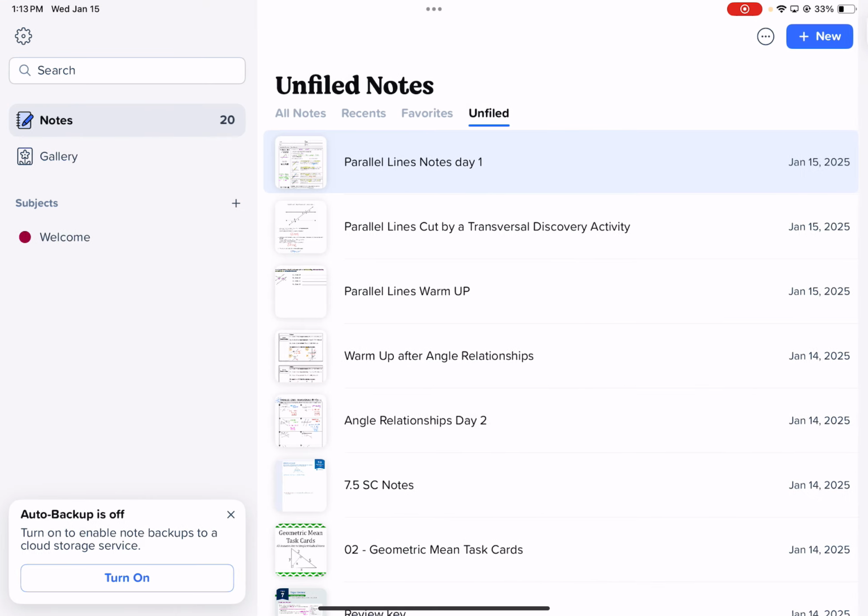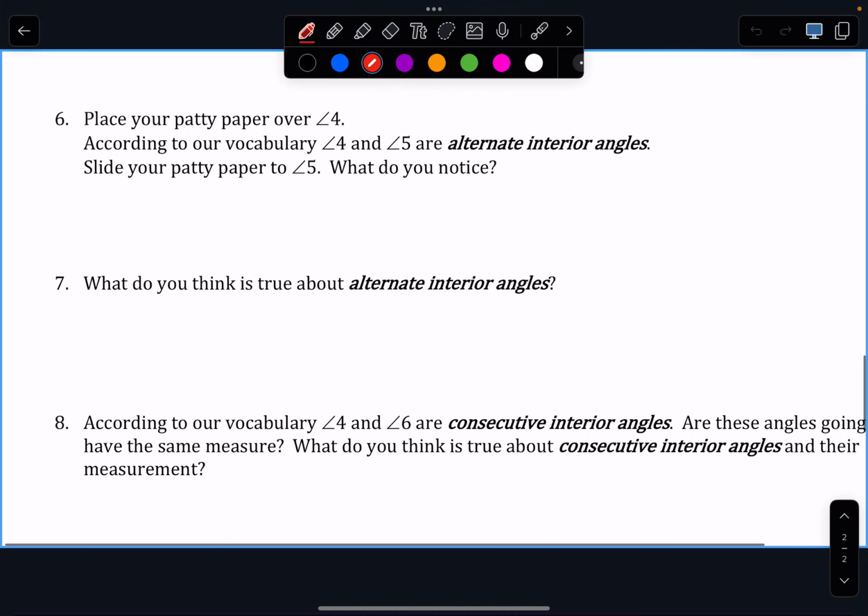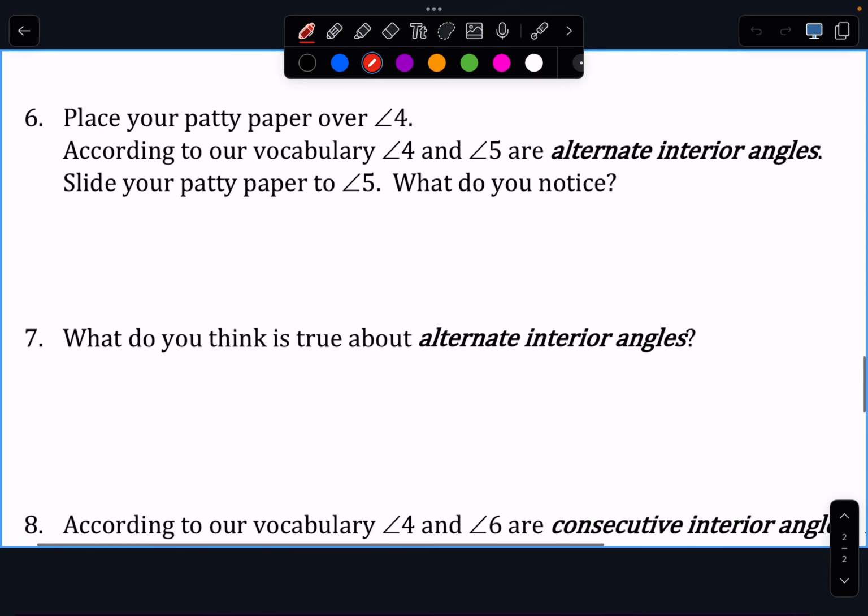Okay, back to our blue paper. I'll show this. You keep it on the picture. Place your patty paper on angle 4. Okay, angle 4 and angle 5 are what kind of angles? Look at your picture. Alternate interior. Okay, so we know that it's on angle 4. Rotate it and move it down. What is true about angle 4 and 5?